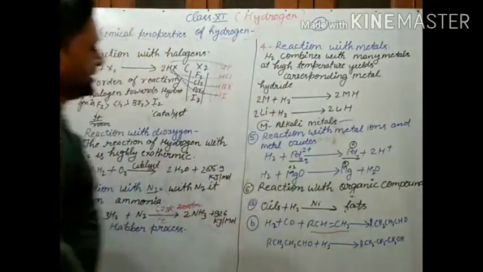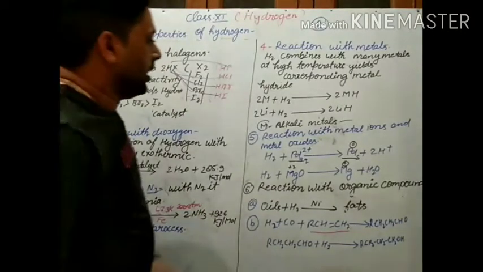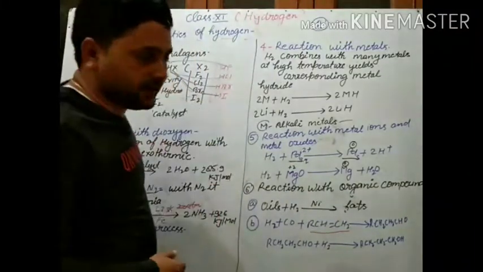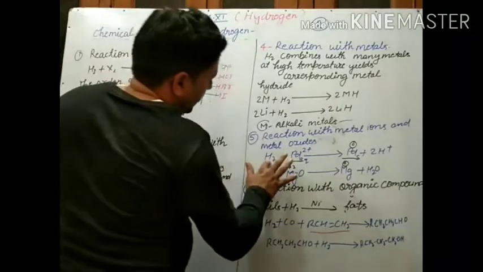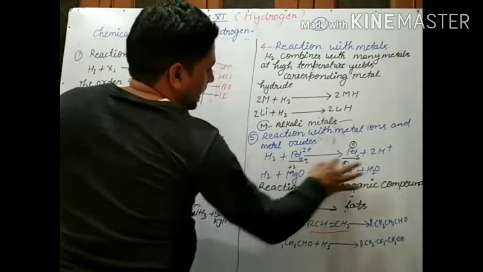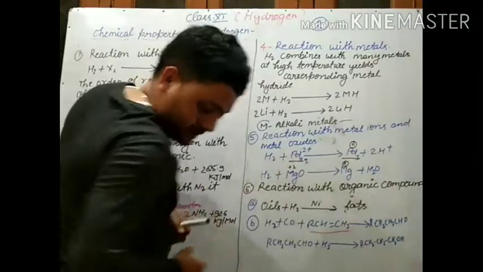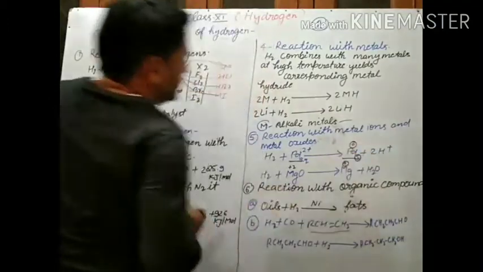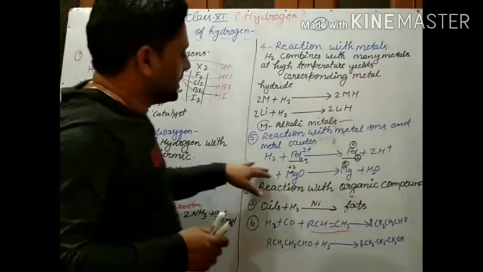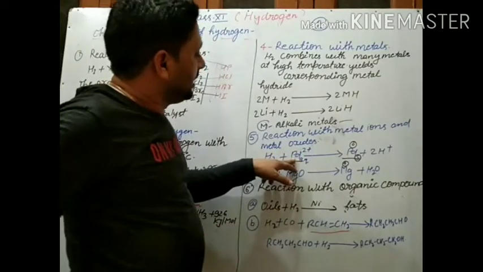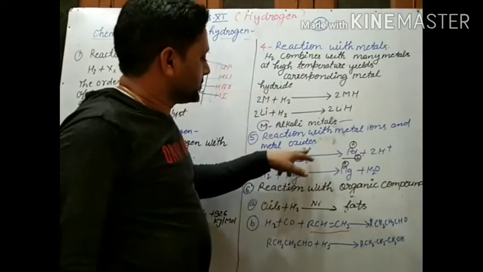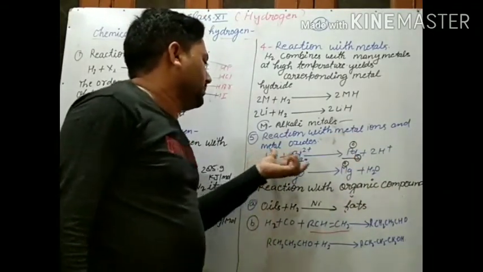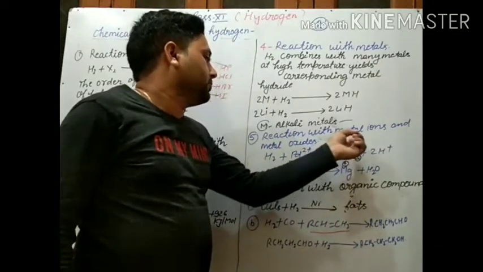Next is reaction with metal ions and metal oxides. What is happening when it reacts with metal ions? You see, here is hydrogen, and that is the metal ion, and the state of the metal is shown like that. So here what we can see? We can see that the oxidation state of the metal ion is +2 and there it is 0, which means it is reduced. So when hydrogen reacts with metal ions, it reduces metal ions to metals.